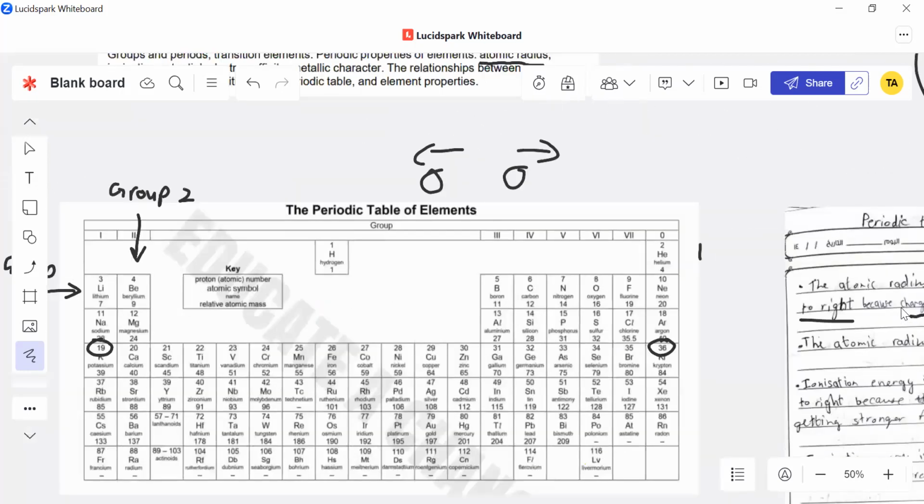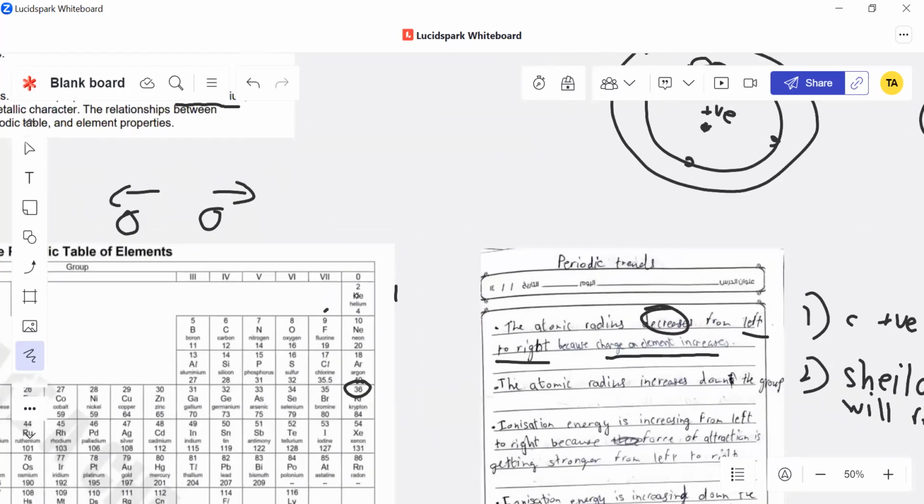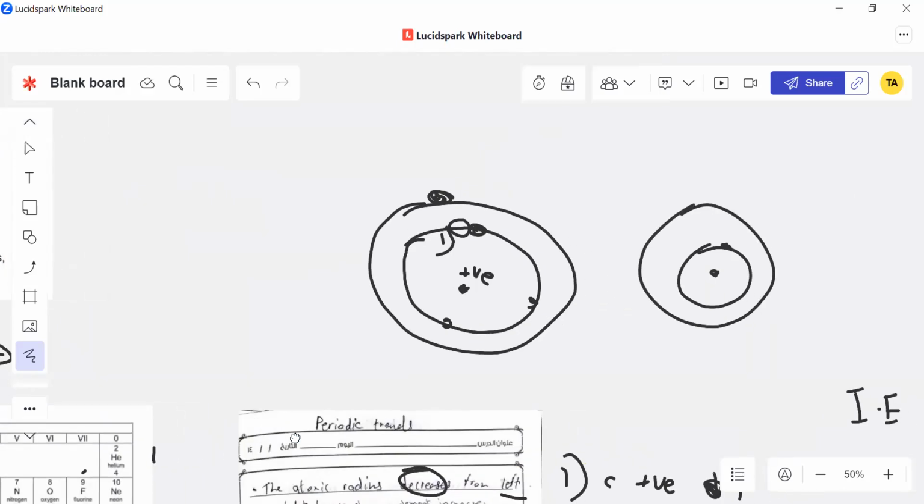Because across a period, you can see the change in the number of electrons. There are 19 electrons for potassium, but going from potassium to calcium, you only gain one electron. So will the number of shells increase? No, because let's say this is the outermost shell of potassium. It has 19 electrons, and calcium gains one electron. So the shell would not increase simply because you can gain one electron in this shell right here.